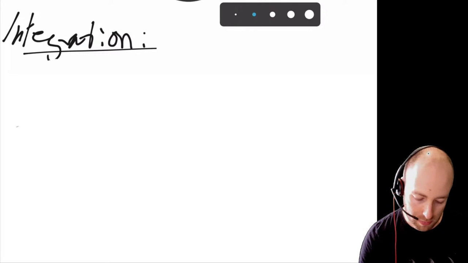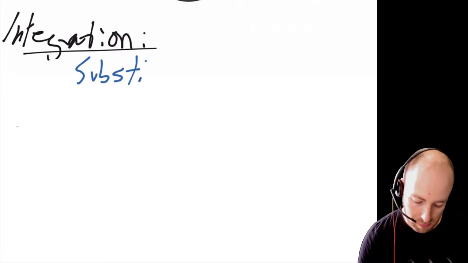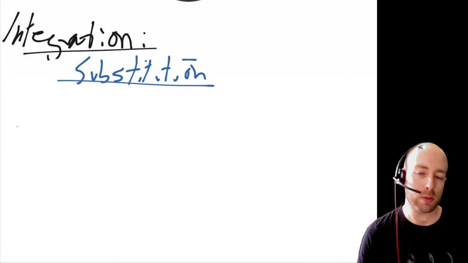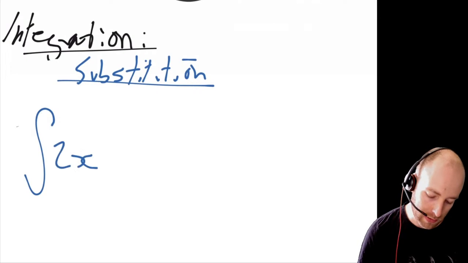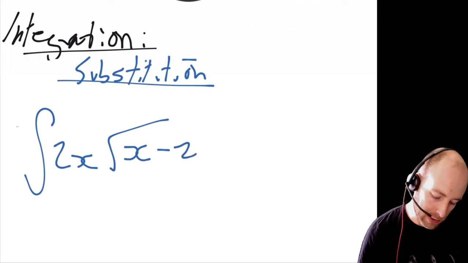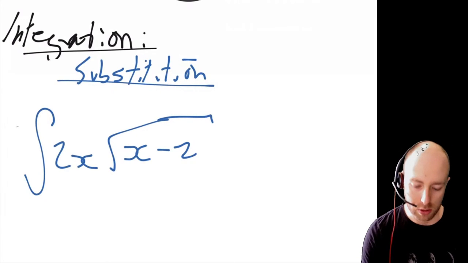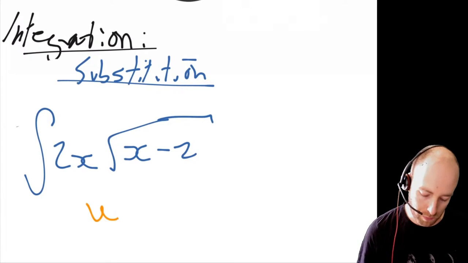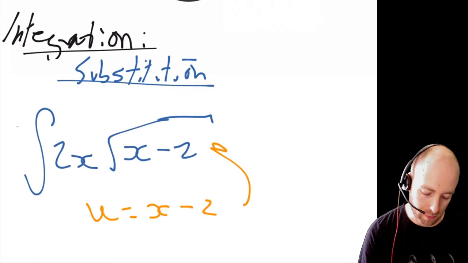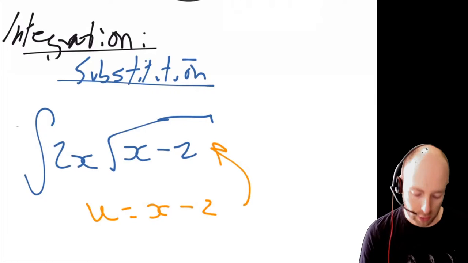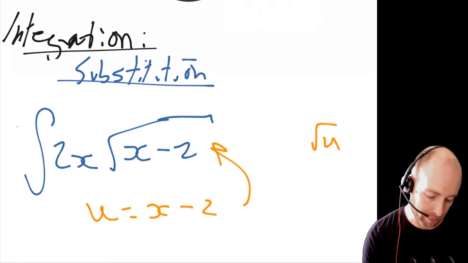So, substitution. Remember, we're trying to make a u equals or an x equals substitution to get rid of the hard bit of the question. So, for example, if we were integrating 2x root x take 2, I would choose a substitution as u equals x take 2, which will convert this bit of the equation into something a lot easier. It'll turn that into root u.